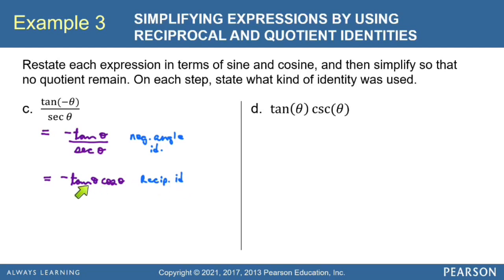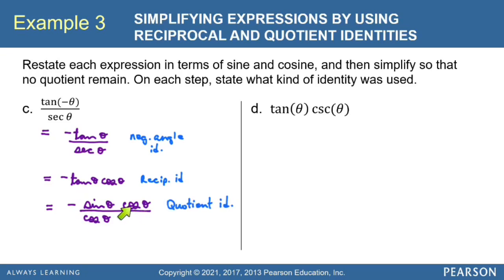Okay, now in order to see what can be simplified here, we have to finish expressing this in terms of sine and cosine. So now let's restate tangent of theta as its quotient form. So I'm going to keep my negative sign here, and then we'll have tangent of theta written as sine of theta over cosine of theta. So now we have a denominator. And this cosine of theta that we already had is in the numerator. It's in the top. Now what kind of identity let me change tangent to sine over cosine? That was a quotient identity.